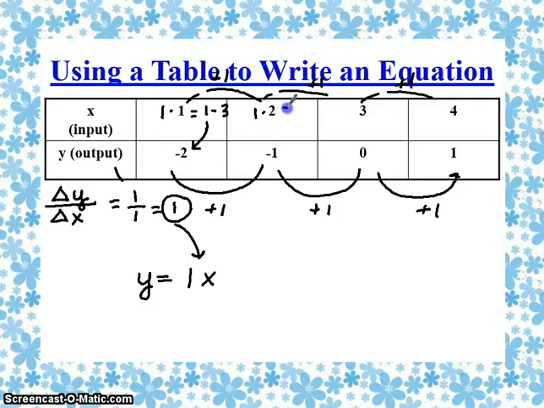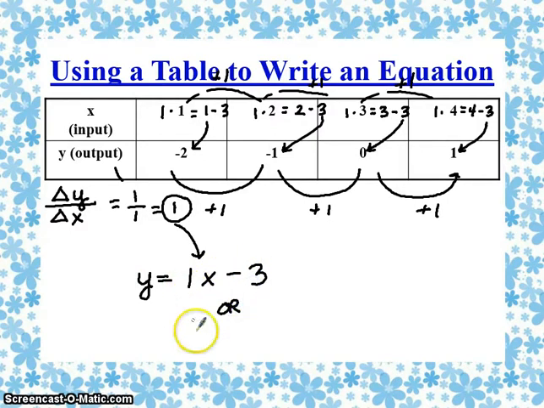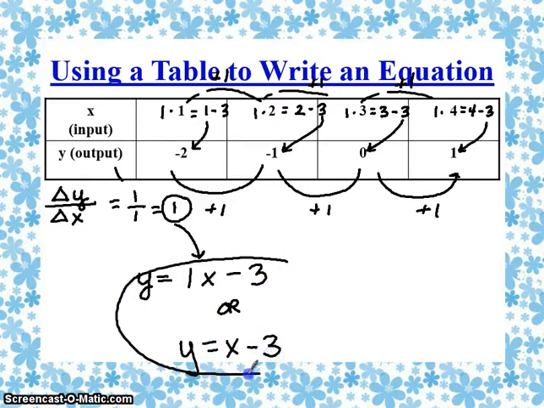1 times 2 is 2. Remember, that's where we got the coefficient. And if we subtract 3, do we get -1? Yes. 1 times 3 is 3, and if we subtract 3, we get 0. And 1 times 4 is 4, and if we subtract 3, we get 1. So our equation is y equals 1x minus 3. Or we don't have to write the coefficient of 1: y equals x minus 3. So here's our equation that represents this table.